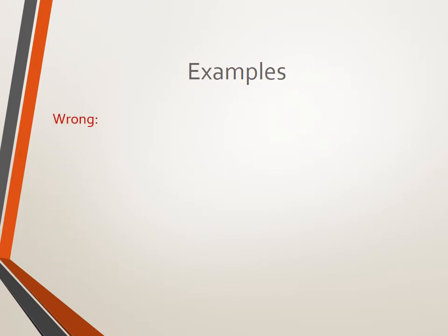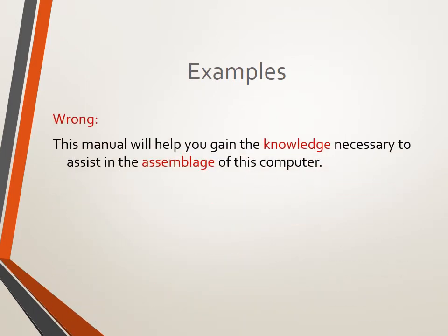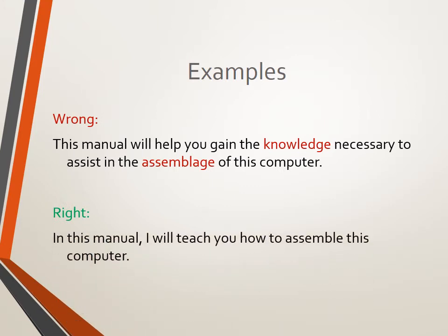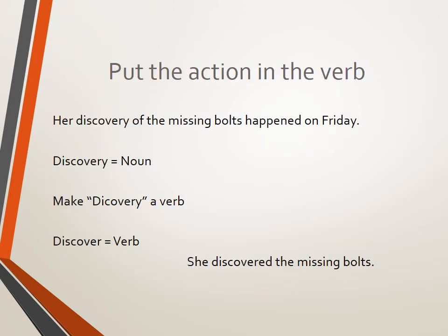Here's some more examples. Okay, this is wrong. The manual will help you gain the knowledge necessary to assist in the assemblage of this computer. Blah. That sounds like you're trying to be fancy and intelligent, but it doesn't really say anything clearly. This would be right. In this manual, I will teach you how to assemble this computer. I didn't even have to use the word knowledge. If I teach you, it's assumed that you will have the knowledge, right?